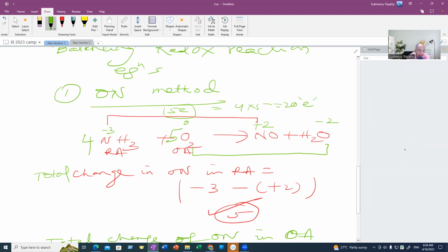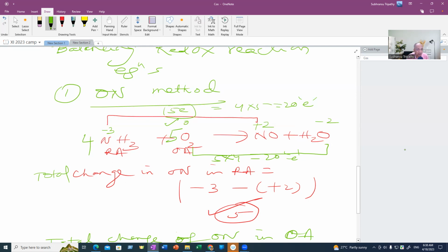So for 5 oxygen molecules, the 5 4s are 20, so 20 electrons are gained. So 20 electrons are lost by 4 ammonia, and the same 20 electrons are gained by 5 oxygen, so the two are the same. If they are not the same, then you can't balance it. You can't balance it. Then hit and trial. After knowing the two coefficients, then you go for hit and trial.